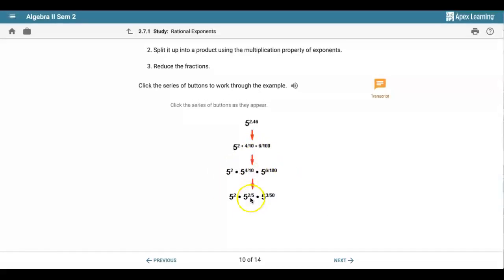So 4 over 10 goes to 2/5. 6 over 100 goes to 3/50. All right, I can reduce those fractions. And then obviously the next step here would be to solve each of those individually and then carry out the appropriate processes here.